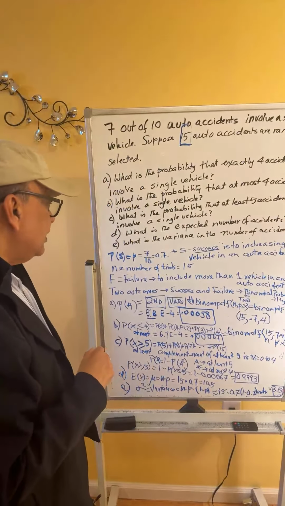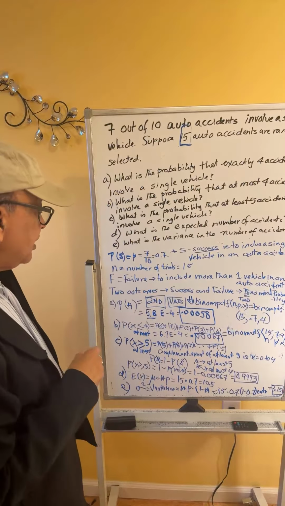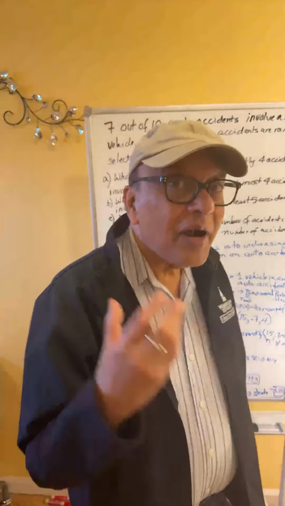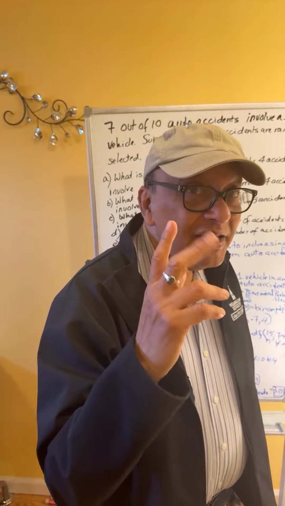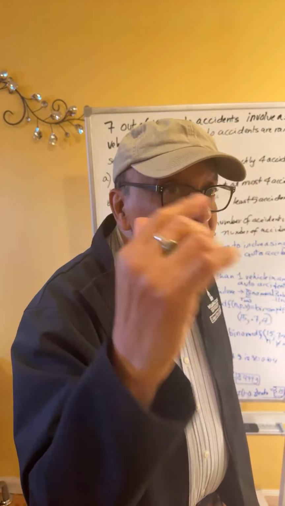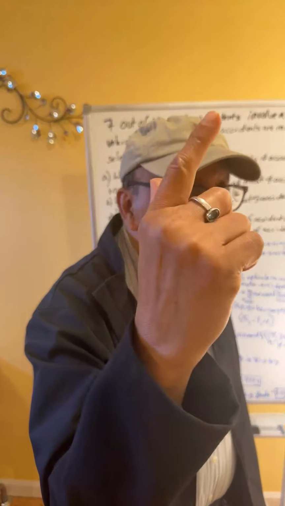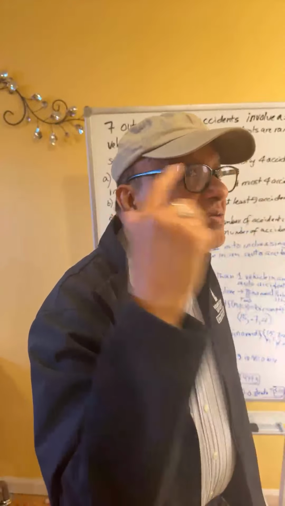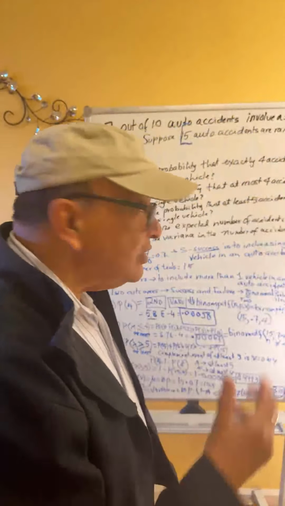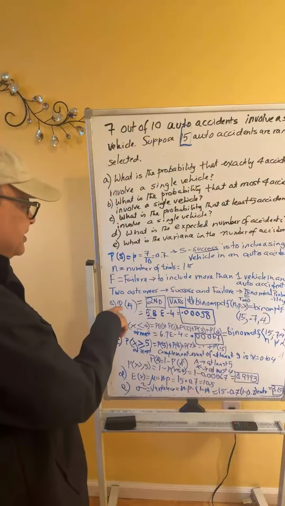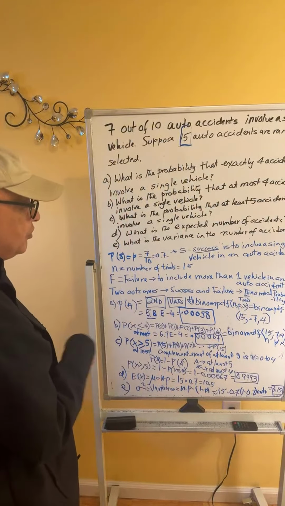Okay. And we will find the probability of 4. Binomial distribution, why? Bi means two outcomes, success and failure. Success here is finding accidents which involve one single vehicle. Failure is finding accidents which involve more than one vehicle. Probability of success is 0.7. So exactly 4 is P of 4.